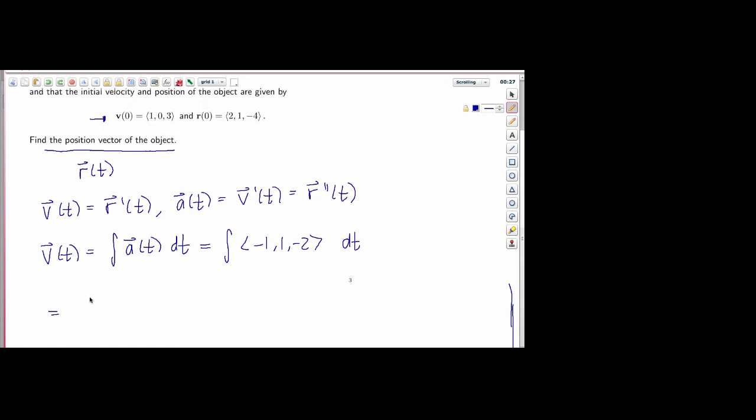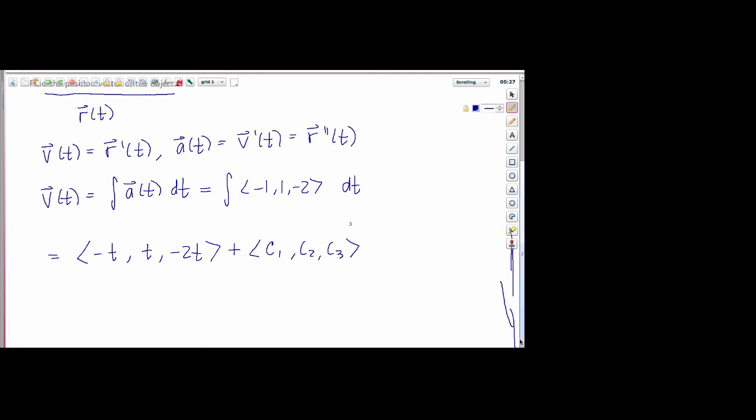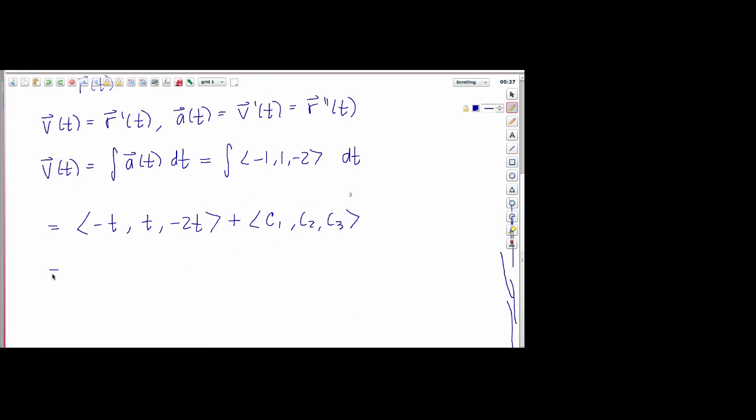So when I integrate, I'm going to get -t, t, -2t, but remember when we do an indefinite integral, we pick up that constant vector that we saw in our definition. So we're going to get plus a <c1, c2, c3>. And again, that's because every time we do an indefinite integral, we get an arbitrary constant. So we get for our v(t), our velocity vector, <-t + c1, t + c2, -2t + c3>.